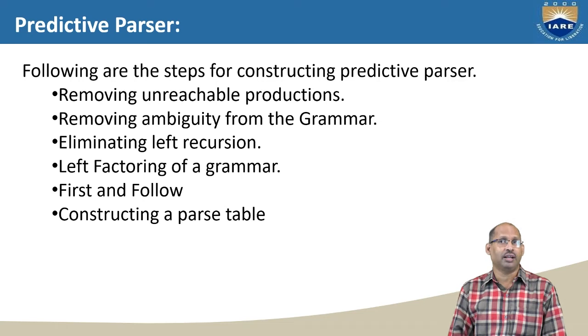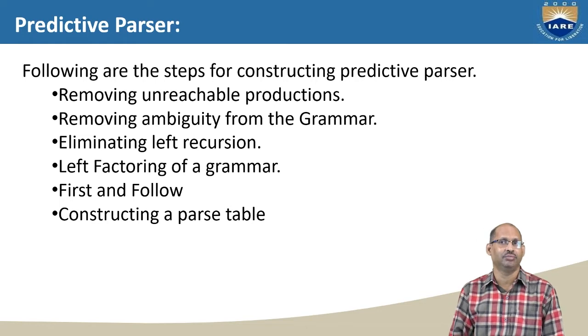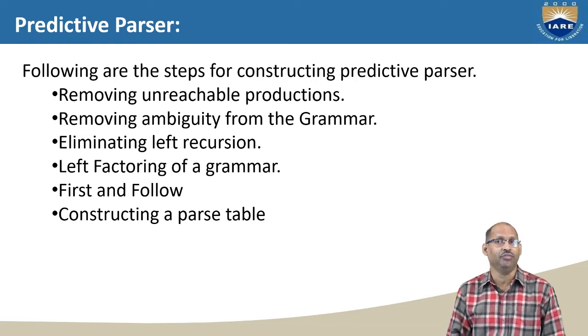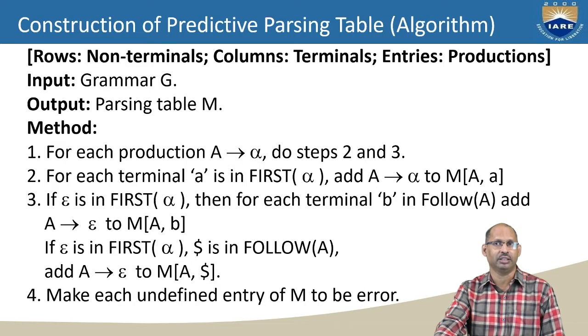So to apply the predictive parser, we must remove all the unreachable productions. We must remove the ambiguity in the grammar. We must eliminate the left recursion, and left factoring of the grammar is considered, and we have to find first and follow of the variables, and we construct the parsing table. So using this parsing table, we will perform the predictive parsing method.